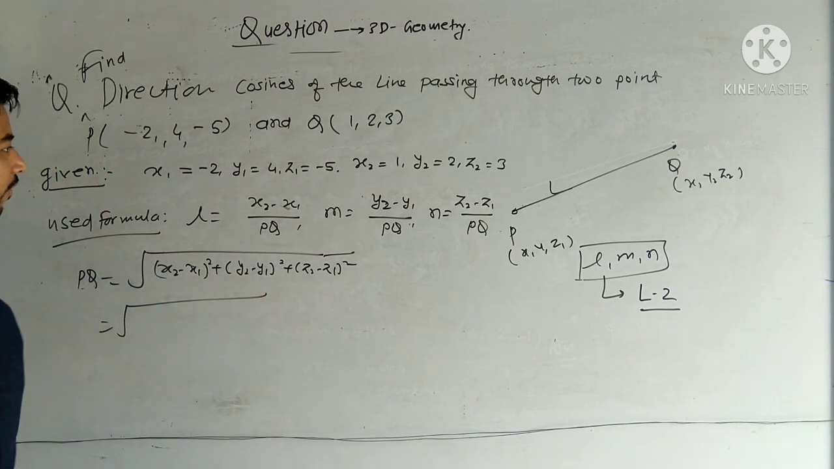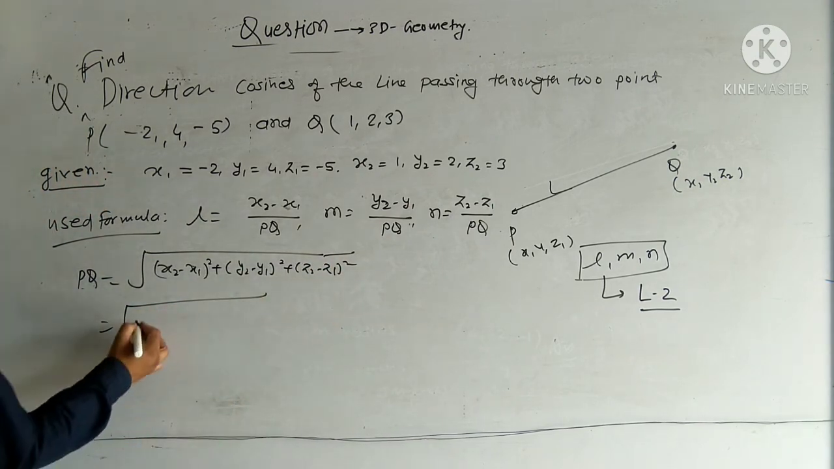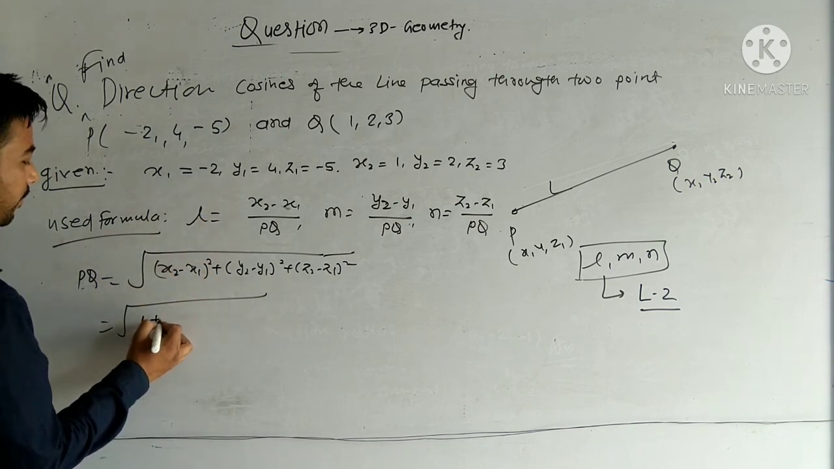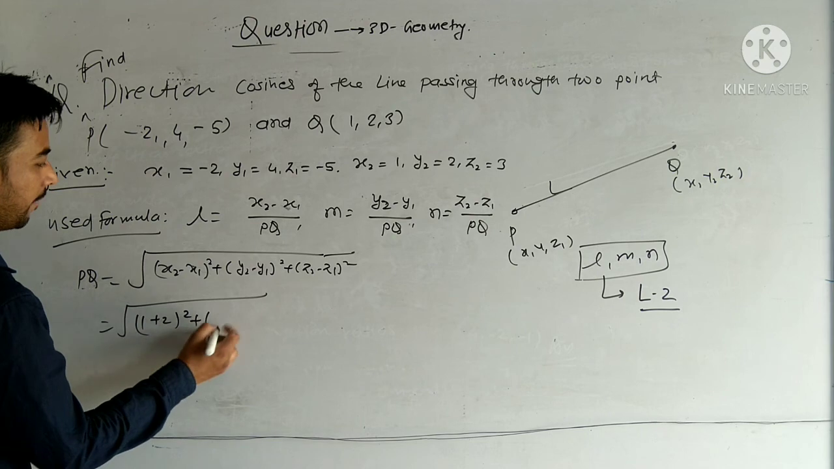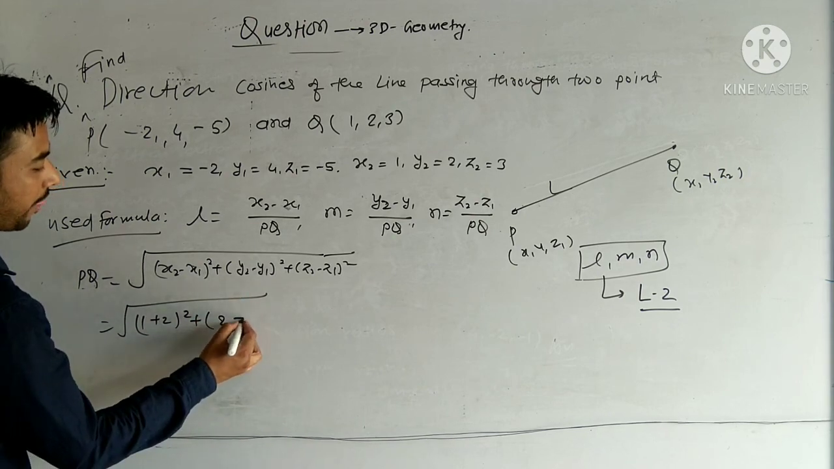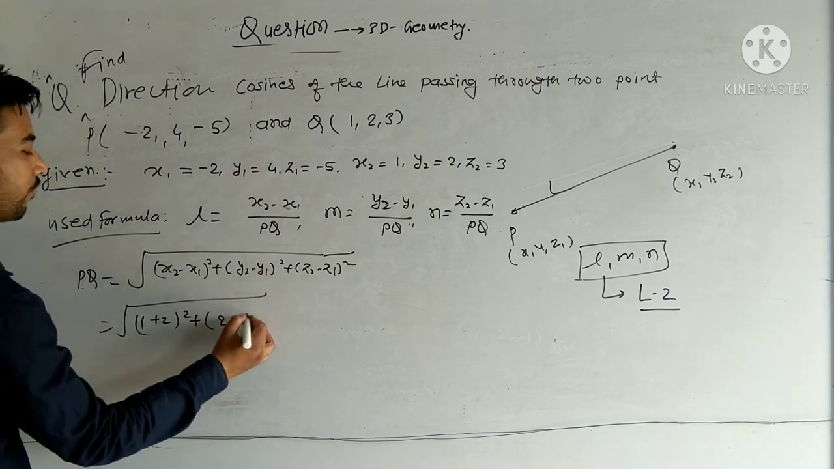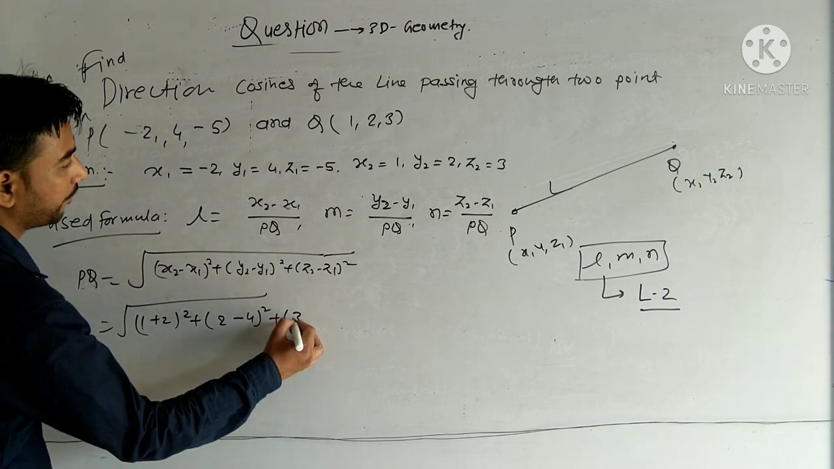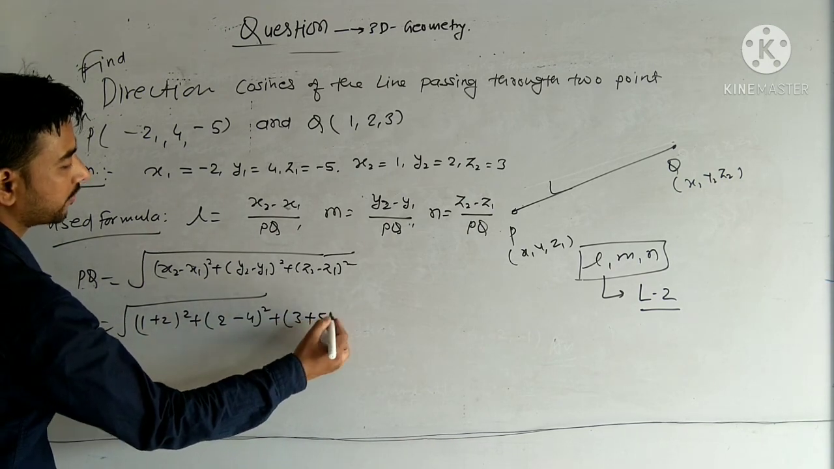So this one you will find. x2 is what? 1. x1 is minus 2. Minus minus becomes plus, so plus 2 whole square. y2 is 2, minus y1 equals 4, whole square. Plus z2 equals 3, z1 equals minus 5, minus minus becomes plus.